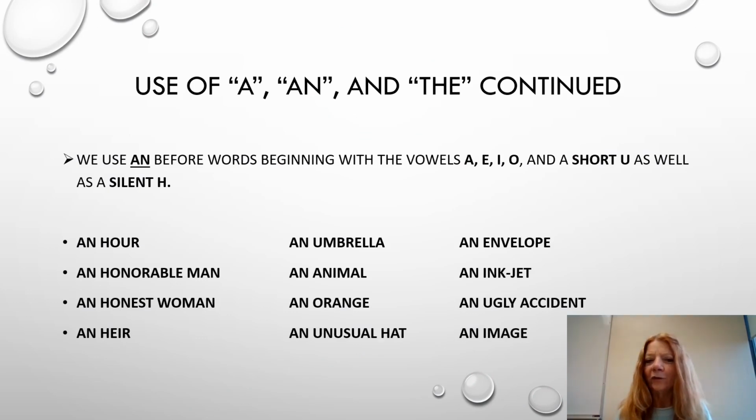So continuing with use of a and an, we use an before words beginning with the vowels A, E, I, O, and a short U, as well as the silent H. Look at these examples. An hour, an honorable man, an honest woman, an heir. We wouldn't say a hour, a honorable man. An umbrella, an animal, an orange, an unusual hat. Or an envelope, an inkjet, an ugly accident, and an image.